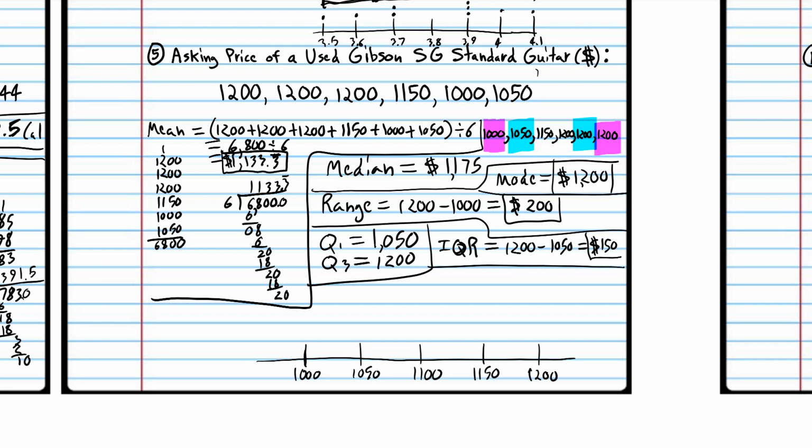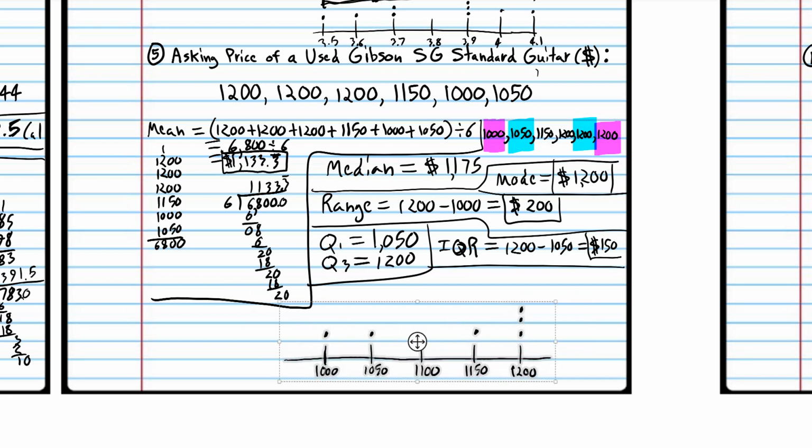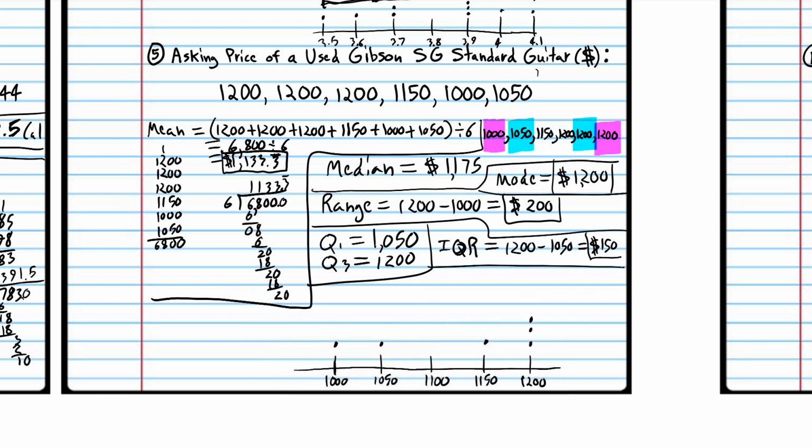So we have 1,000, 1,050, 1,150, and we have 1, 2, 3 1,200s. So it's kind of an odd distribution, but it's a distribution nonetheless. So if you got that dot plot, good job. I'm going to shrink that a little bit. All right, now draw a box and whisker plot, and when you're done, we'll come back and do it together.